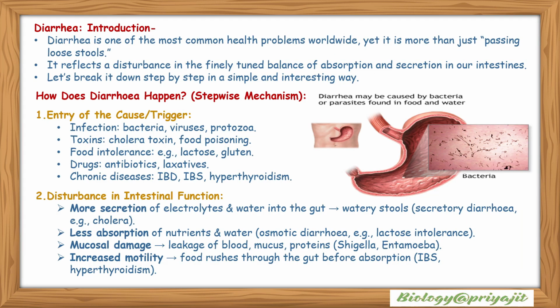Diarrhea. Introduction. Diarrhea is one of the most common health problems worldwide, yet it is more than just passing loose stools. It reflects a disturbance in the finely tuned balance of absorption and secretion in our intestines. Let's break it down step by step in a simple and interesting way. How does diarrhea happen? Stepwise mechanism. Diarrhea may be caused by bacteria or parasites found in food and water.